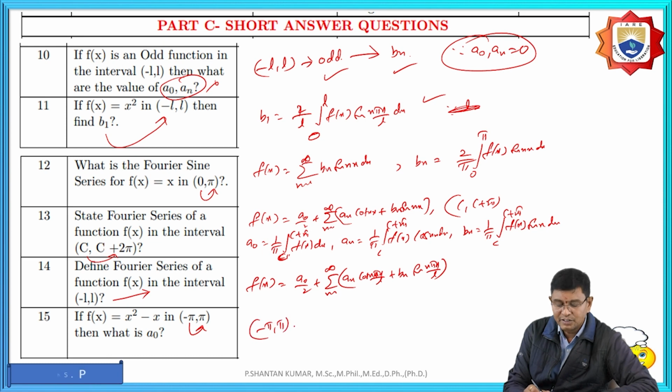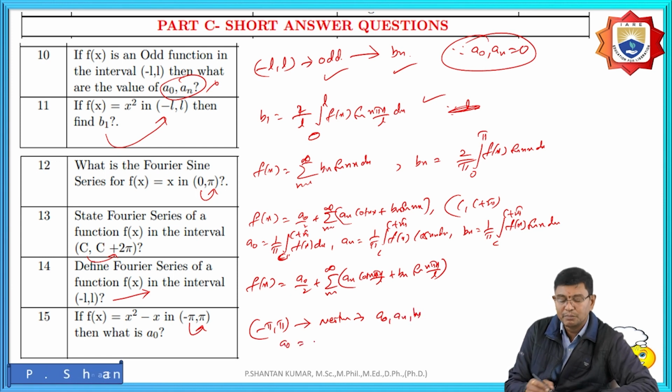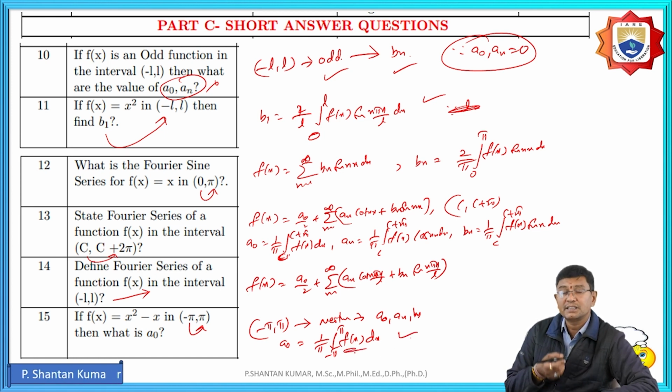The limits are given, and the function is a neither function. To find a naught, a n and b n, but they are asking to find a naught, that value is nothing but 1 by pi integration from minus pi to pi of f of x dx. We need to replace f of x in the interval of minus pi to pi, that is x square minus x only. We need to find the solution after replacing x square minus x.